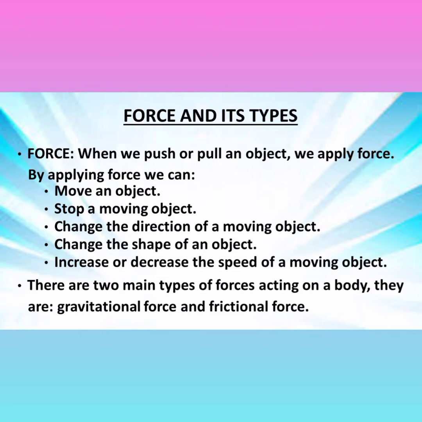When we push or pull an object, we apply force. By applying force, we can move an object, stop a moving object, change the direction of a moving object, change the shape of an object, increase or decrease the speed of a moving object. There are two main types of forces acting on a body. They are gravitational force and frictional force.